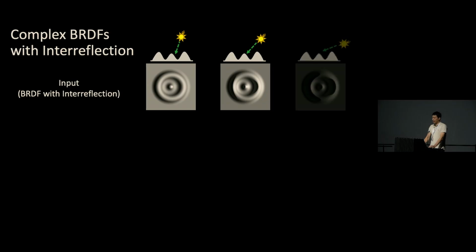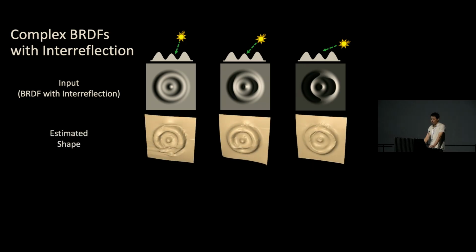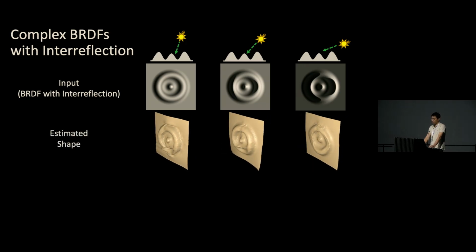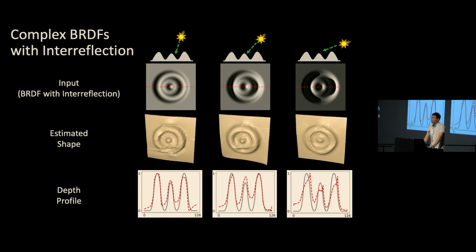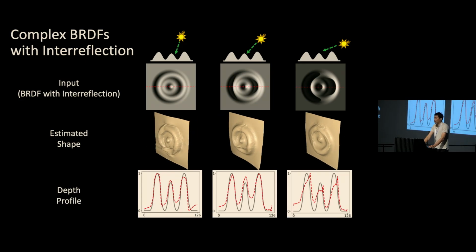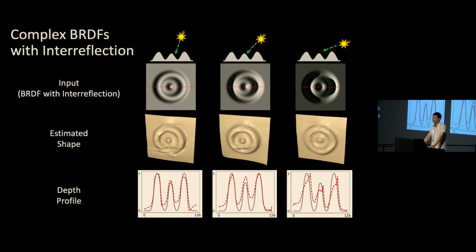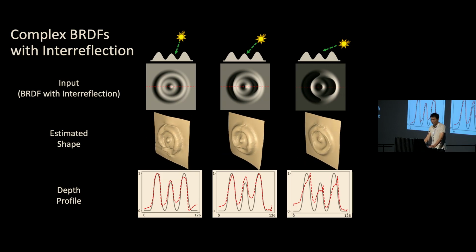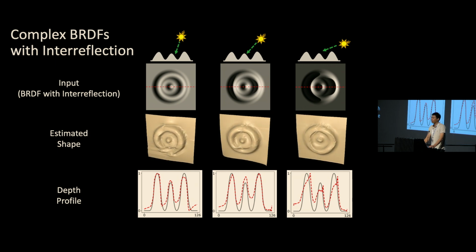And finally, we analyze the method in the presence of complex BRDF with interreflection scenario. Our approach produces slightly shallower shapes, yet an overall reasonable result. However, this suggests that when the interreflection dominates, the shading model can result in larger errors. This should be an interesting perspective for future work.